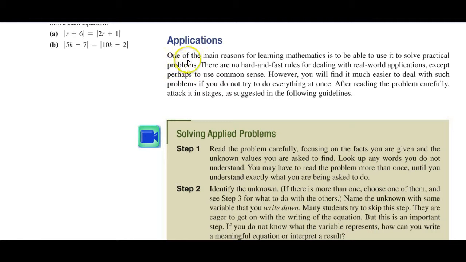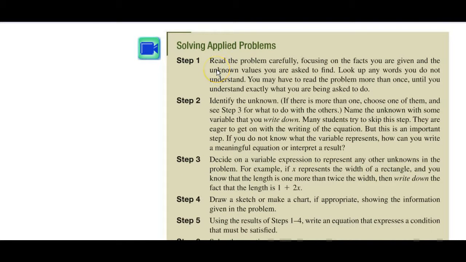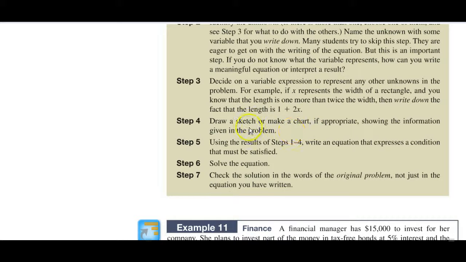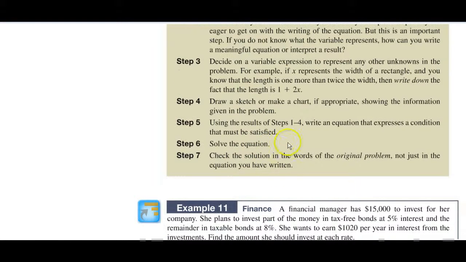Now the next part is taking English in word problems, converting it to algebra, and solving them. Now there are a series of steps that you should follow. They're written down, and read it carefully, trying to find a variable that will make sense. Going through all of this, make a sketch or a chart, then putting it into an equation, solve the equation, check.